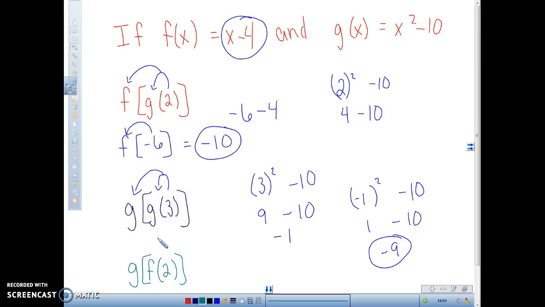Okay, hopefully you've already worked the problem and you're ready to go. You have your answer. So when you guys plug 2 into f, you did 2 minus 4, and you got negative 2. And then you plug that answer into g, and you have negative 2 squared minus 10. So you had 4 minus 10, which is negative 6. And that will conclude 6.1 notes.